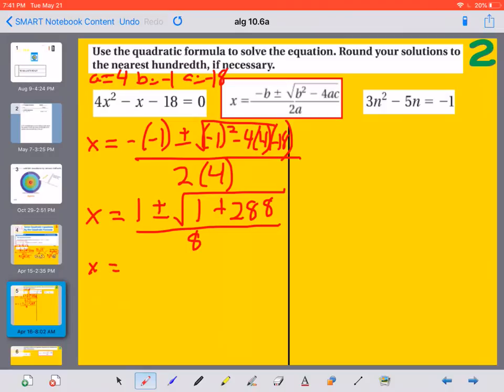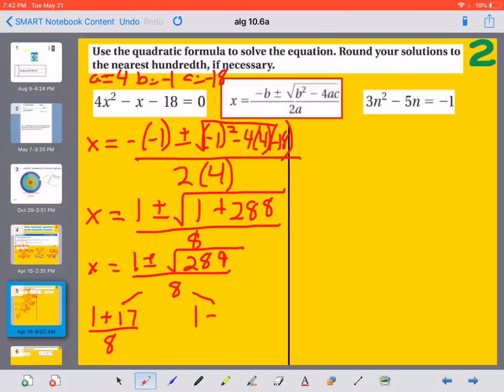So now we'll have x equals 1 plus or minus the square root of 289 all over 8. Now I'm going to split this off into two problems. I'll have 1 plus, now the square root of 289 is 17. So 1 plus 17 divided by 8, and 1 minus 17 divided by 8.